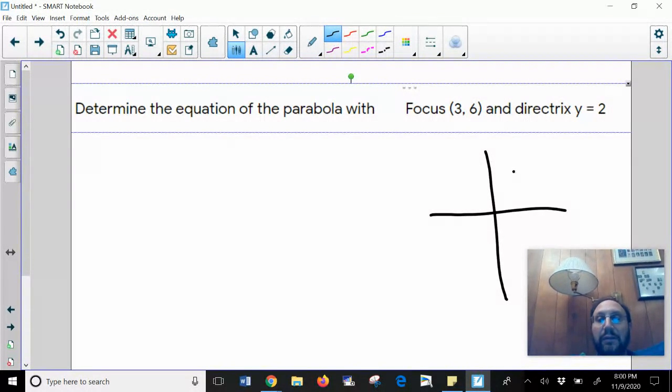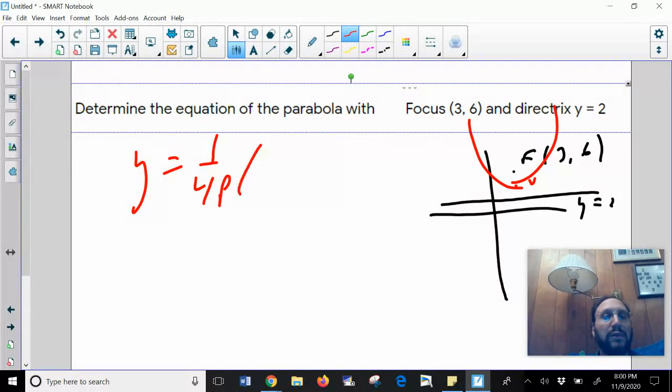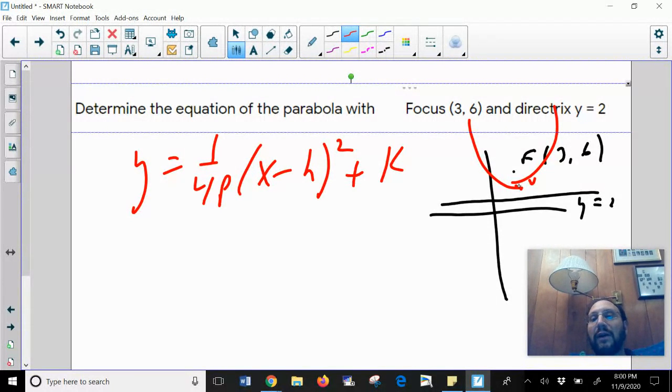So my focus is at 3, 6, and my directrix is below it at y equals 2. So this is at 3, 6. This is at y equals 2. The first thing to know is which direction it's going. Well, these things always go away from the directrix, and the focus is on the inside. So if the vertex is somewhere in the middle, that means that this one goes up. If it goes up, I know that I'm dealing with the equation y equals 1 over 4p, x minus h quantity squared plus k. All I have to do is figure out the vertex and then the distance between the vertex and the focus. That's the p-value.